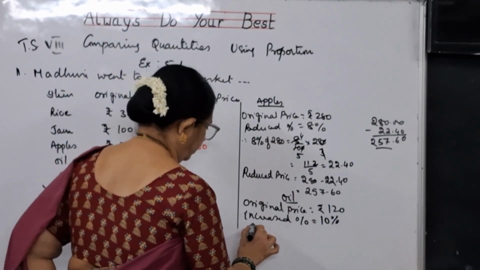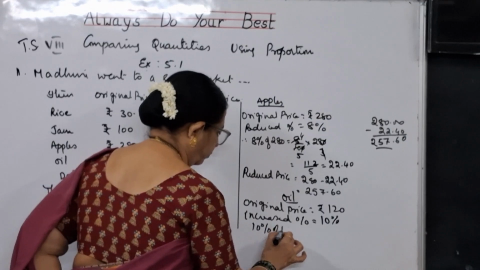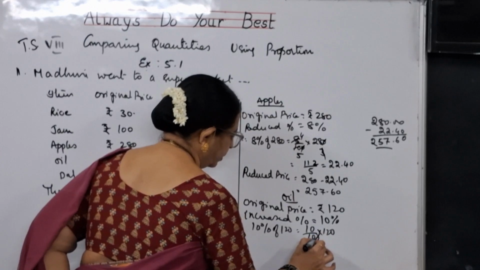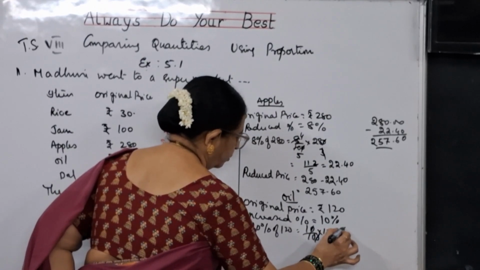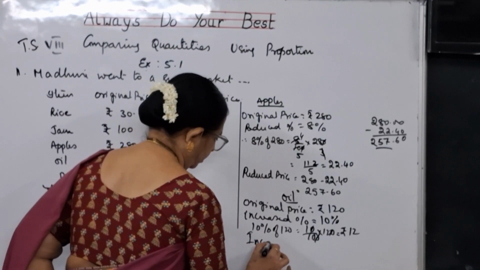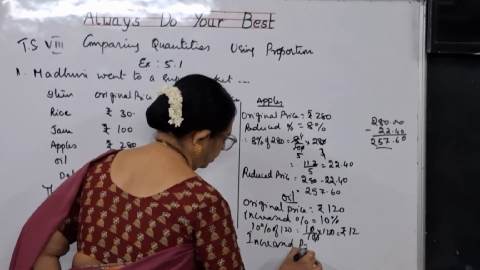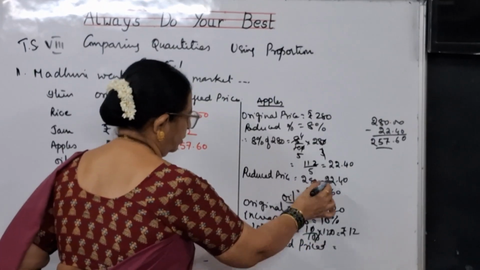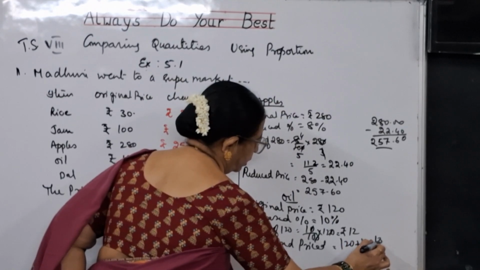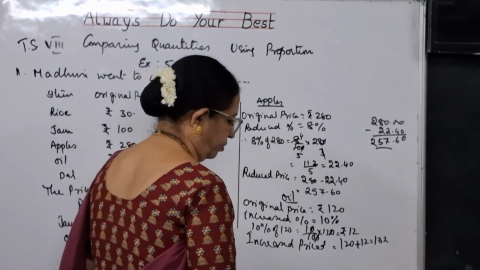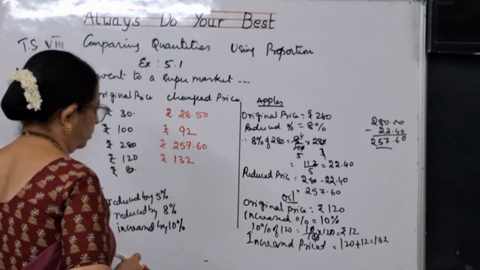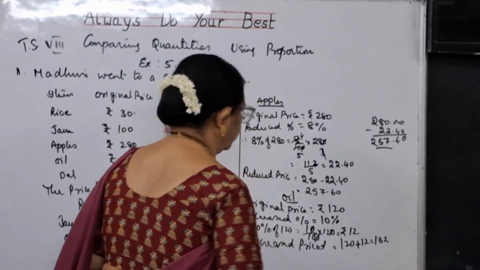You should know that it is 10% of 120. That is 10 by 100 into 120. So zeros will get cancelled, rupees 12. So what is the increased price? See, reduced price means you have subtracted. Increased price means you have to add. That is 132 rupees. So this value is rupees 132. Please copy it.